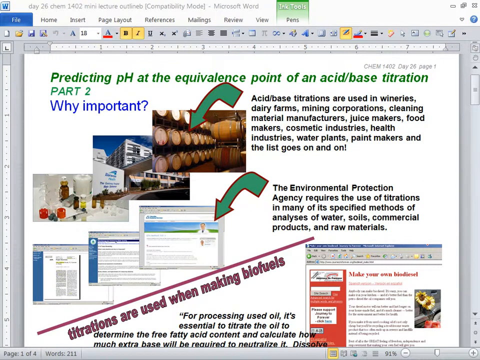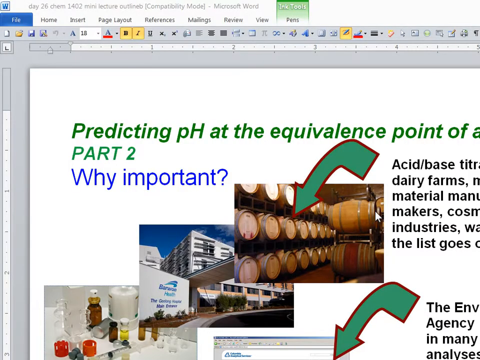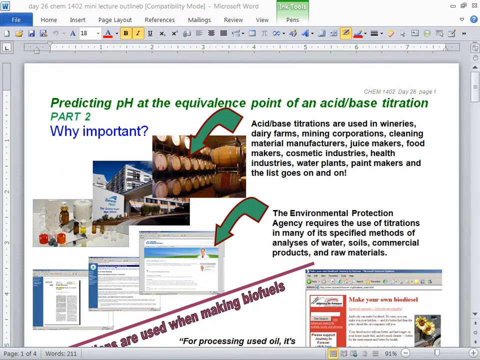Titrating. Whoa, what happened to that? There. What the heck is going on here? I got shut off. Oh, it's going.